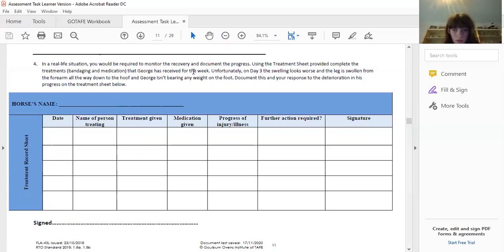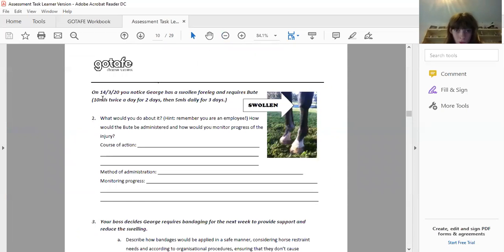So it told you, I think, that the bandaging was to be done daily or every other day. You can refer back to question 3. And it told you how much bute he was getting and over how many days. So based on that information, you need to be filling in this particular document there. So, we know, for example, that it was sometime in March, I think. Okay, the 14th of March, this has occurred this year.